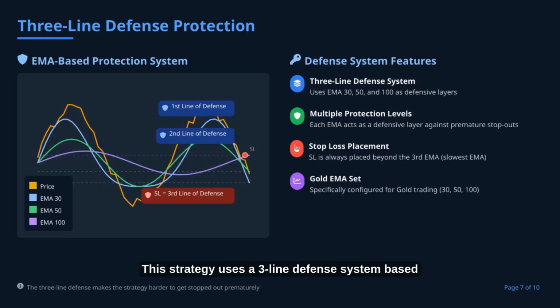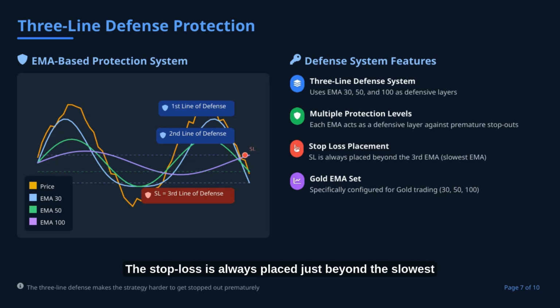This strategy uses a 3-line defense system based on the 30, 50, and 100 EMAs to protect positions from premature stop-outs. Each EMA acts as a defensive layer, creating multiple levels of support or resistance. The first line is the EMA 30, followed by EMA 50 as the second line, and finally EMA 100 as the third line of defense.